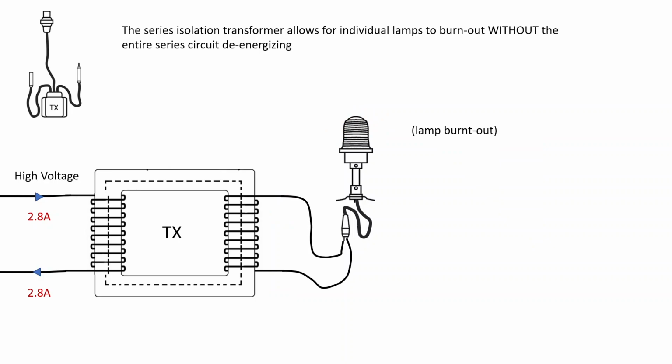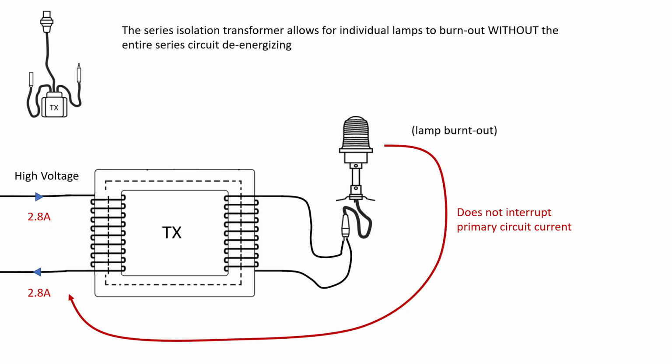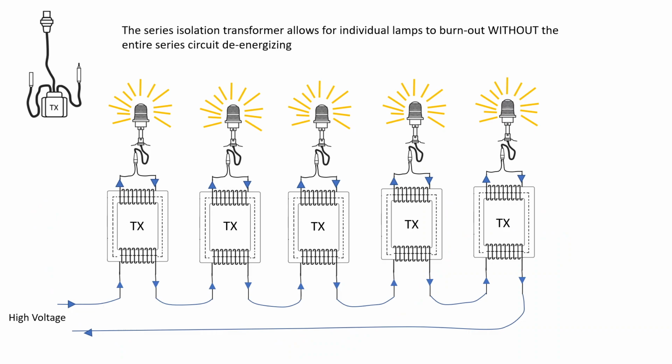Now, if the lamp burnt out, there would be no current on the secondary, but it does not interrupt the primary circuit current, and that's because there is an individual isolation transformer for every single light. So if we look at an array of 5 lights, that means 5 lights, 5 transformers. The series isolation transformer allows for individual lamps to burn out without the entire series circuit de-energizing. So here we have a burnt out light. There is no effect on the other lights there because it hasn't interrupted the primary circuit, which is the high voltage circuit.